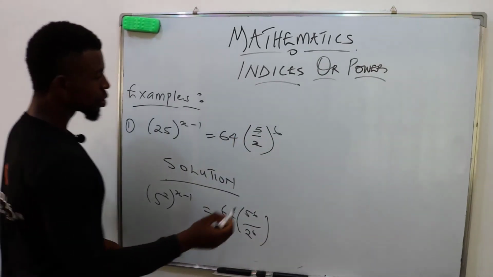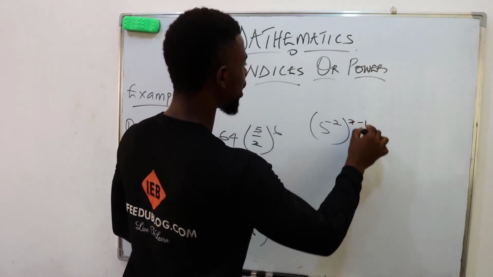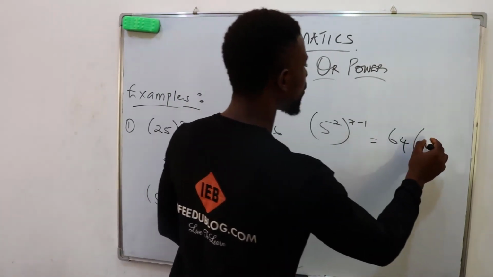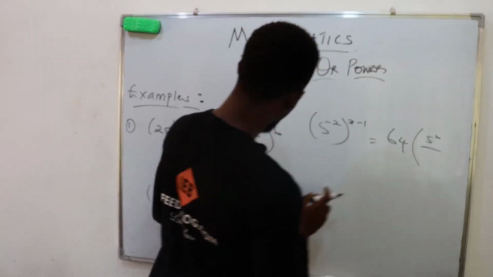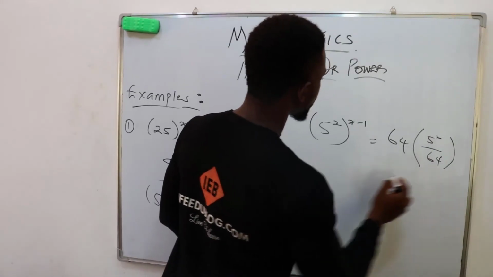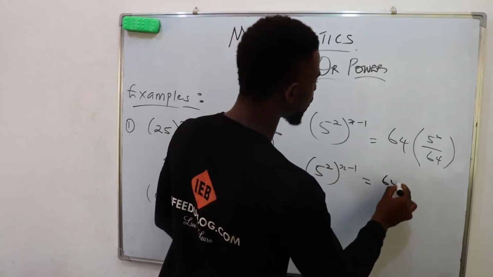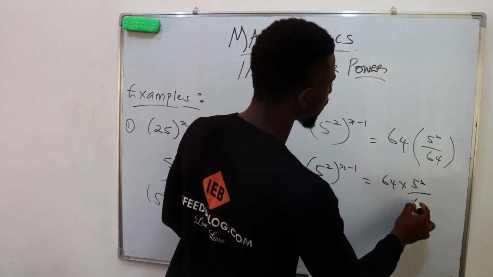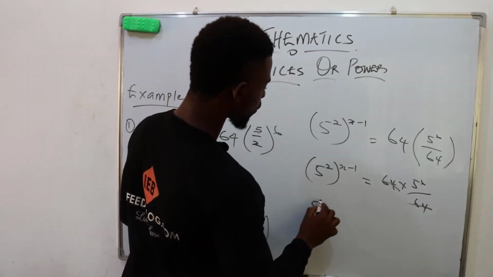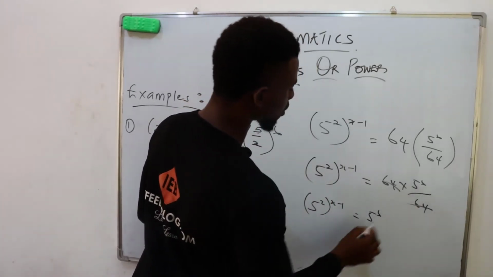So I'll separate them. So this is 5 squared all raised to the power x minus 1 equal to 64 times 5 raised to the power 6 all over 2 raised to the power 6. Now 2 raised to the power 6 is 64, so all over 64. So this, we cancel out. So I will have 5 squared all raised to the power x minus 1 equal to 5 raised to the power 6.